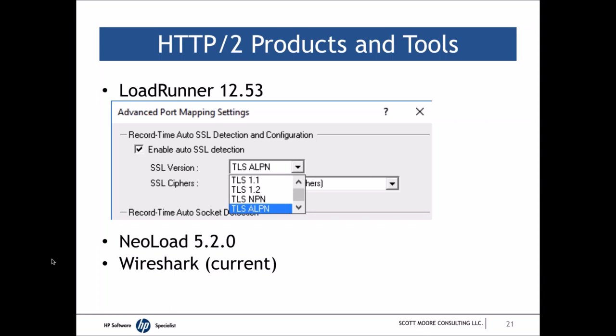This actually came back to bite me as I was testing against this, because you see TLS 1.2, TLS NPN, and TLS ALPN. ALPN is required for H2. NPN would have been used for testing the Speedy protocol, which had been available in previous versions of LoadRunner.